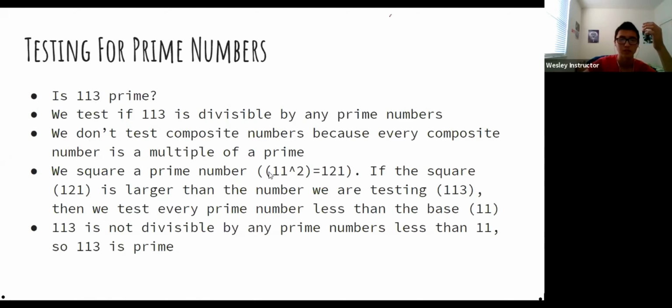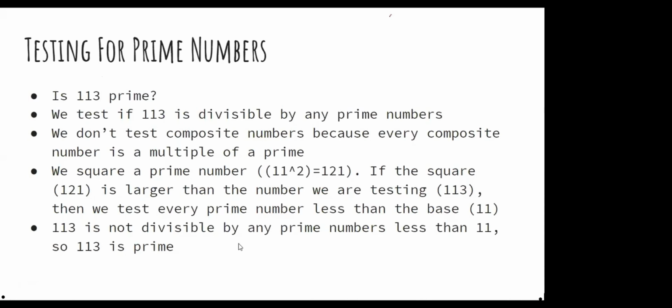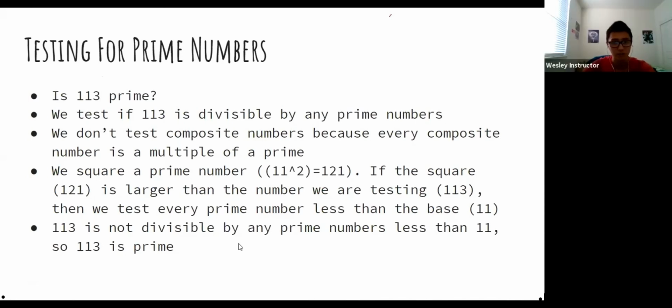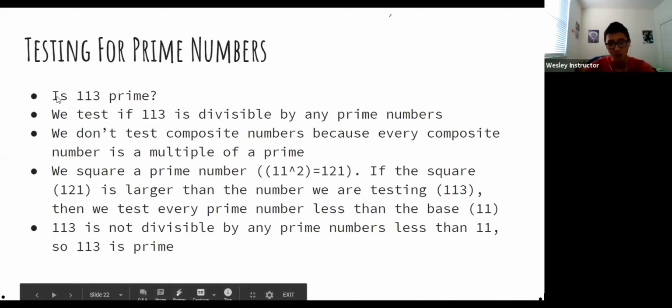So to sum it up, we take a prime number, we square it. If that answer is greater than the number we are testing, then we test every prime number that is less than the original prime number, which is 11. So we test 2, 3, 5, and 7. And once we do that, we see that 113 is not divisible by any of those prime numbers. So 113 is prime.